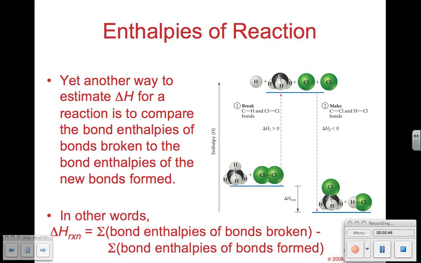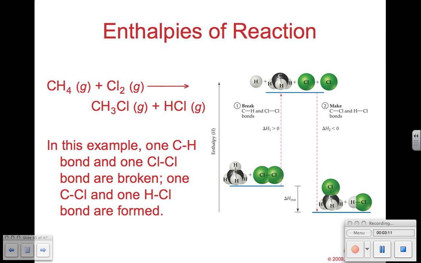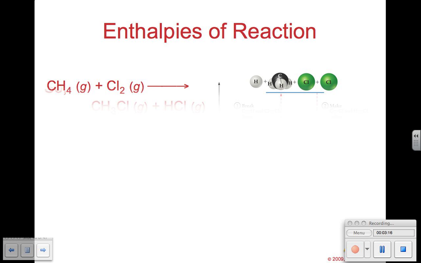Similar to what we did when using delta H's of formation, but this time we're using the bond enthalpies of bonds broken minus the bond enthalpies of bonds formed. So we basically would take those values from the table and reverse the signs when bonds are formed, and then the overall value would be the enthalpy of your reaction.